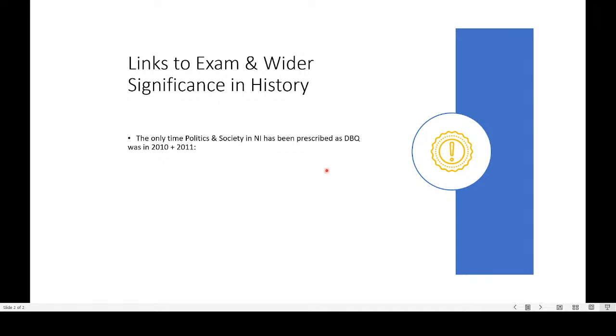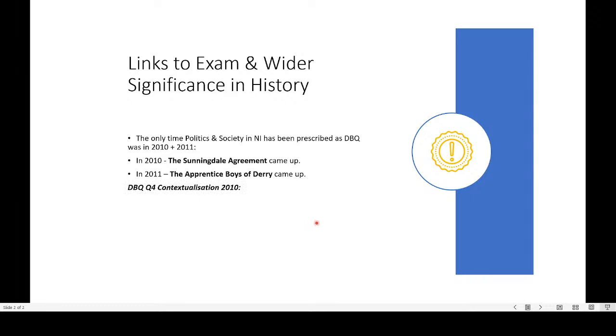So before we dive straight into the content, let's have a look at where this is applicable in an exam situation. The only time Politics and Society in Northern Ireland has been prescribed as the documents-based question was in 2010 and 2011. When we look at what came up those years, in 2010 the Sunningdale Agreement, what we're going to be covering today, came up, and the Apprentice Boys of Derry came up in 2011.